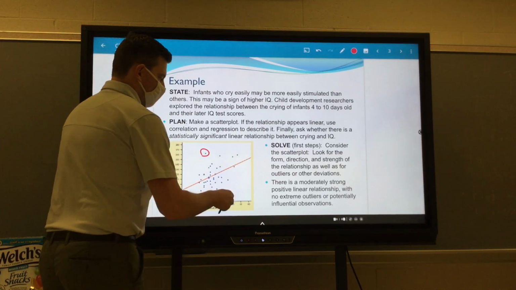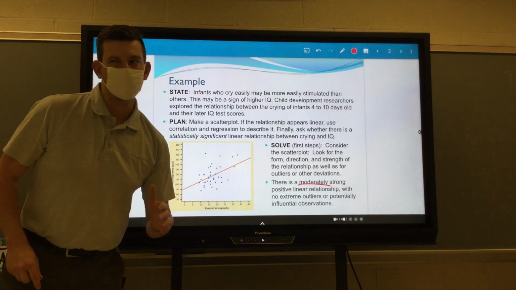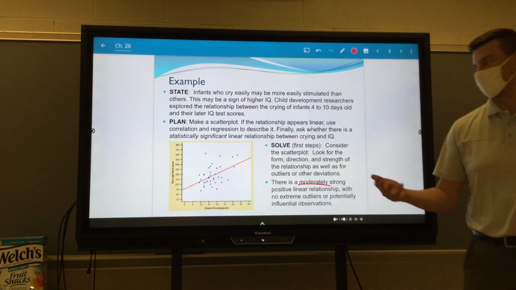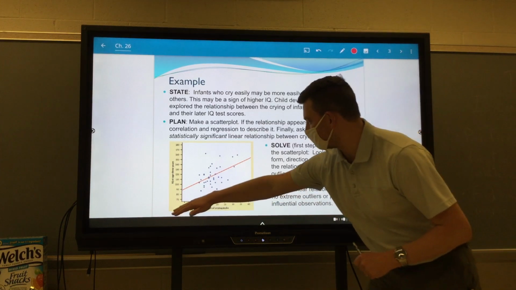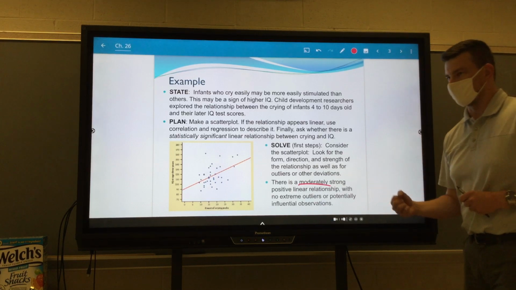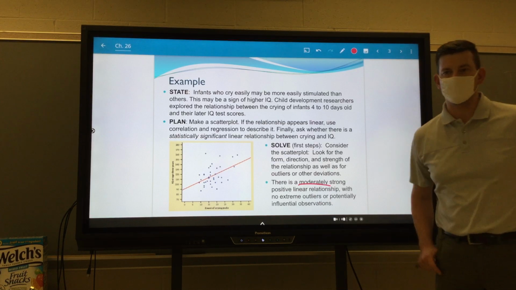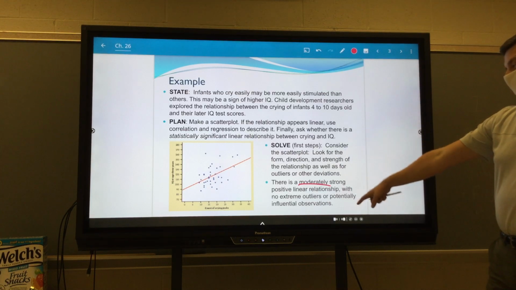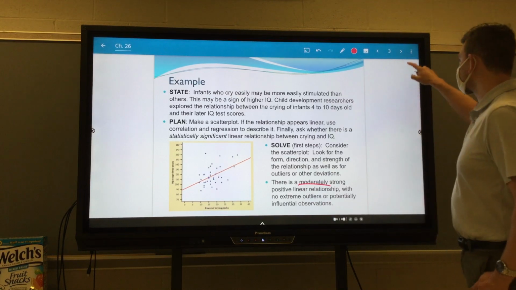The word they use to describe this relationship is moderately strong. And I think that's a little bit generous here. I would say maybe there's somewhat of a positive relationship. It is positive. It does look like there's a slight upward trend. I tend to think moderately is a little bit stronger of a word than exists here, but we'll look at the R value and we can make our own decision about what the appropriate description would be. As we said, there are no real extreme outliers here or potentially influential observations.